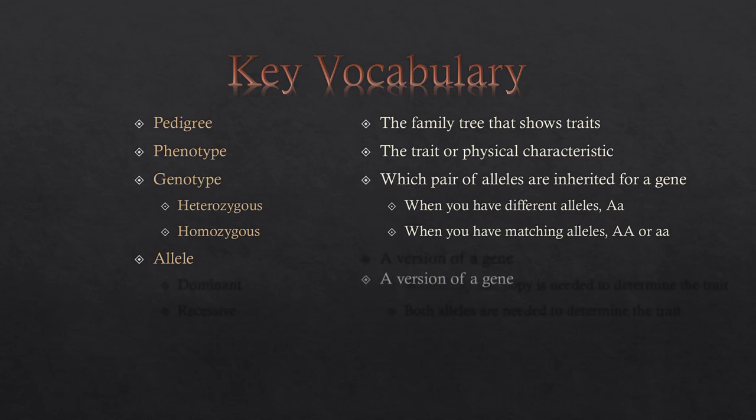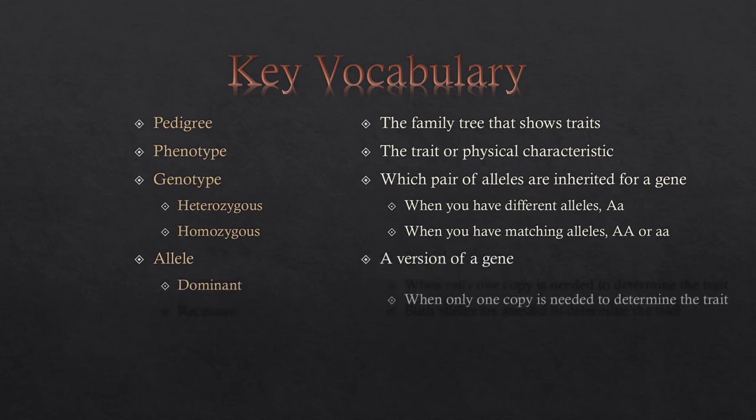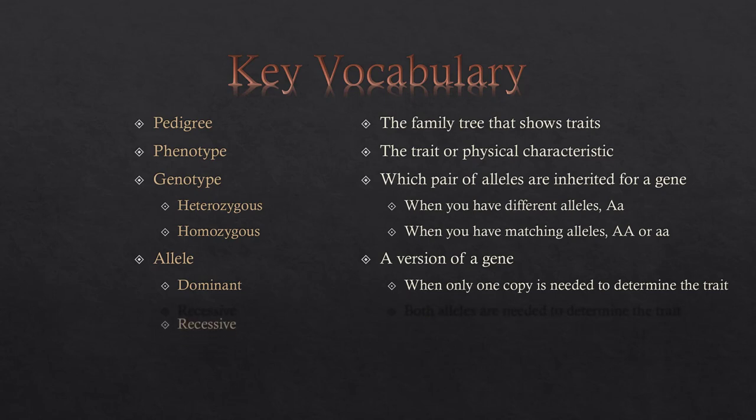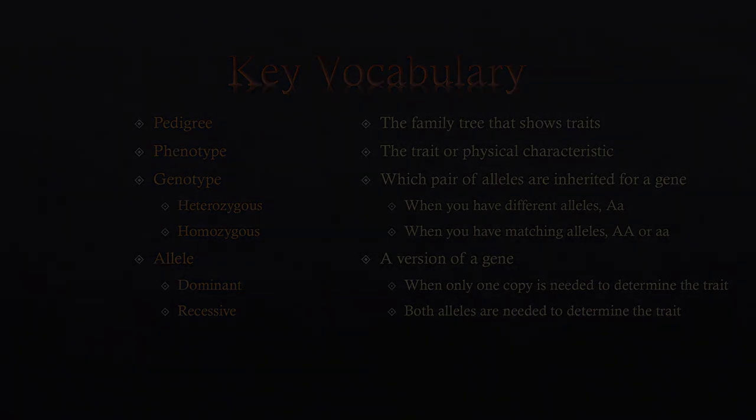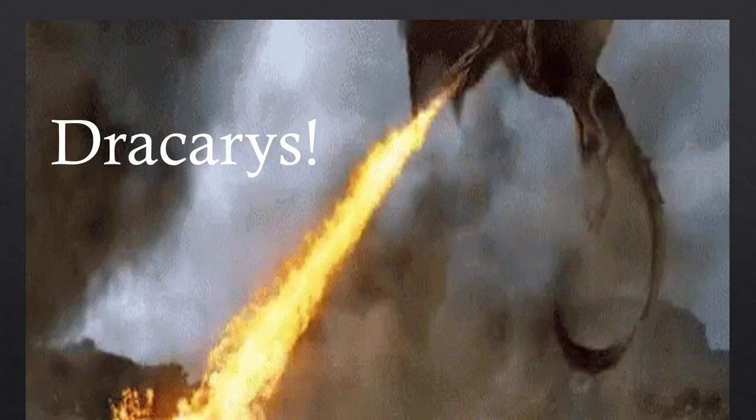Alleles are the different versions of a gene, which can be dominant when only one copy is needed to determine the phenotype, or recessive when both alleles are needed to determine that trait. And in honor of the season premiere of the best show on television, our bonus word, Dracarys.